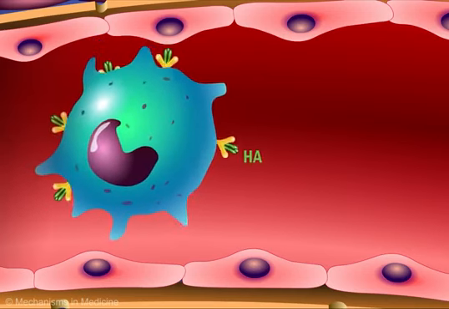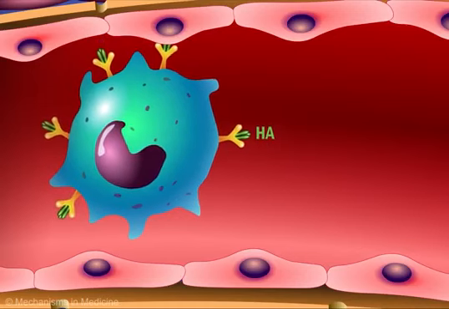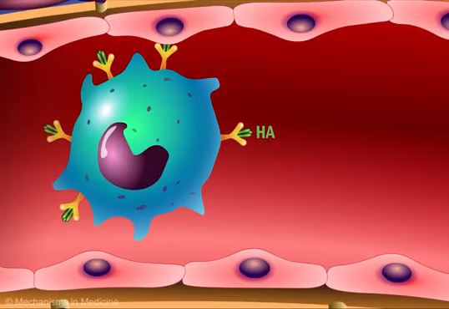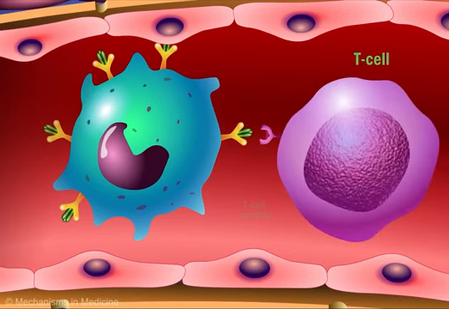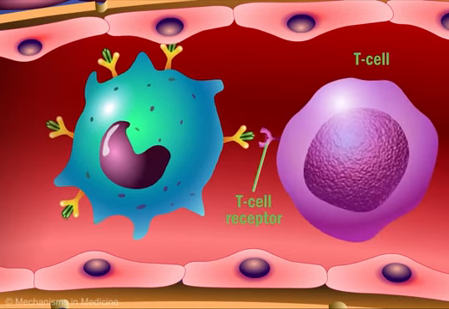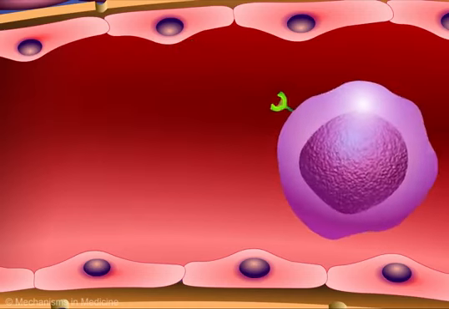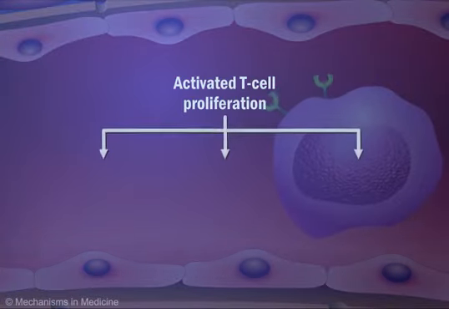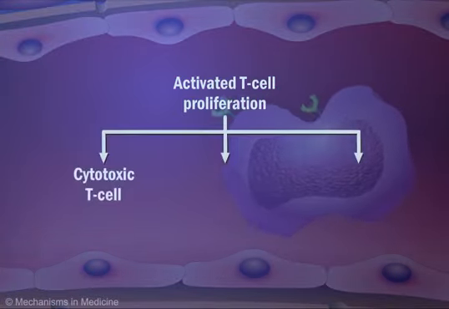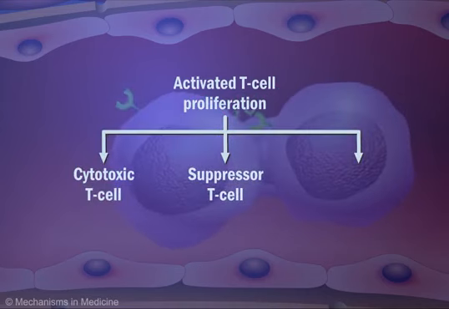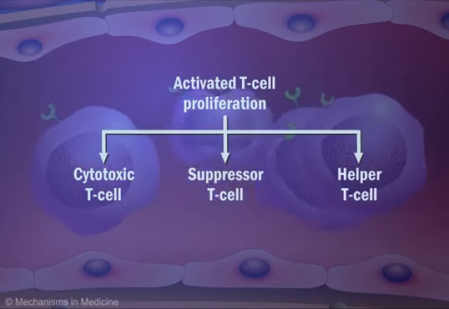After ingestion, macrophages display the hemagglutinin antigen on their surface in combination with a specific receptor known as the major histocompatibility complex, or MHC. T cells are now able to recognize and bind foreign antigens that are associated with the MHC. Upon binding to the MHC receptor, T cells become activated and proliferate into either cytotoxic T cells, regulatory suppressor T cells, or helper T cells.